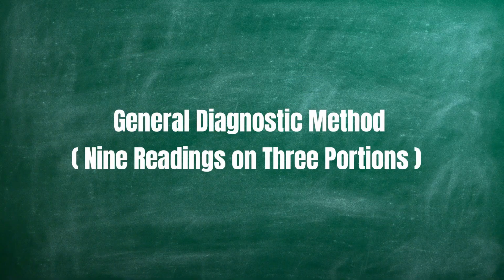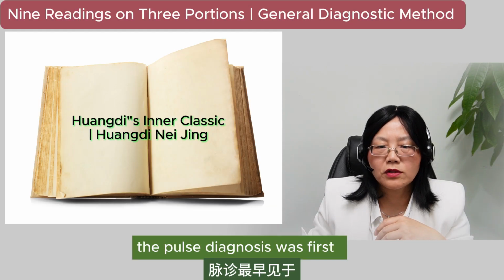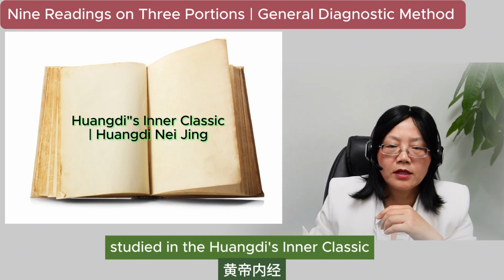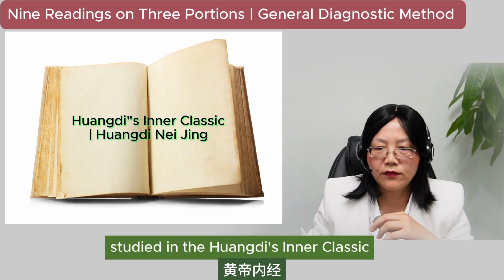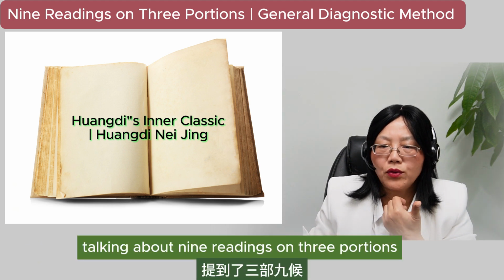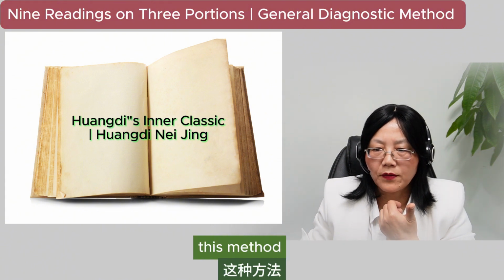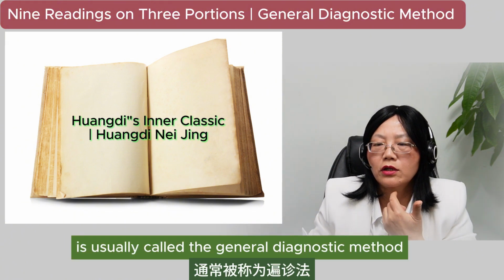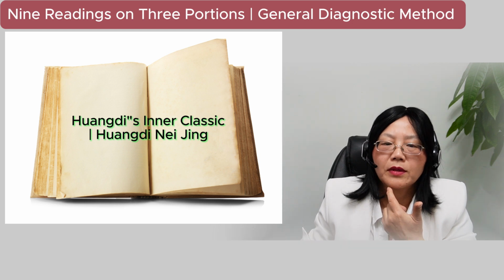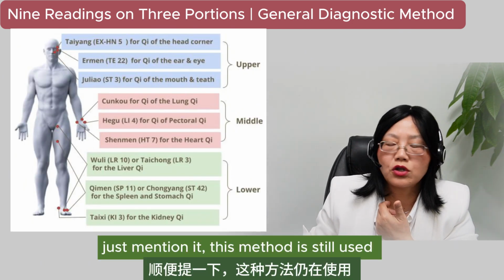General diagnostic method, 9 readings on 3 portions. The pulse diagnosis was first studied in Huangdi's Yin-Classic. In Huangdi's Yin-Classic, it talks about 9 readings on 3 portions. This method is usually called the general diagnostic method. Here is the chart. Just to mention it, this method is still used.